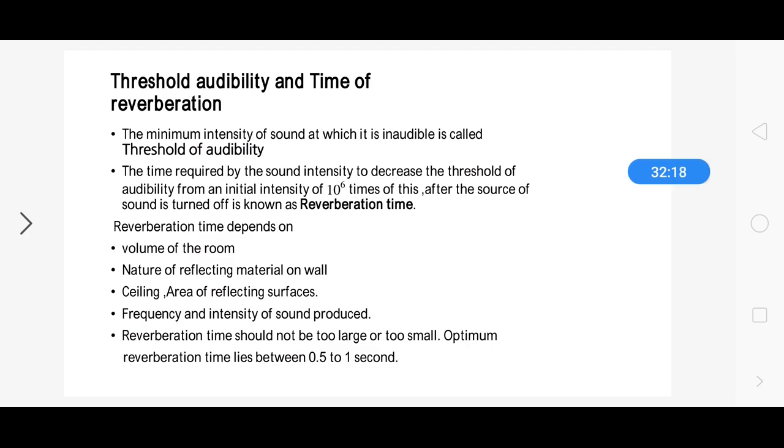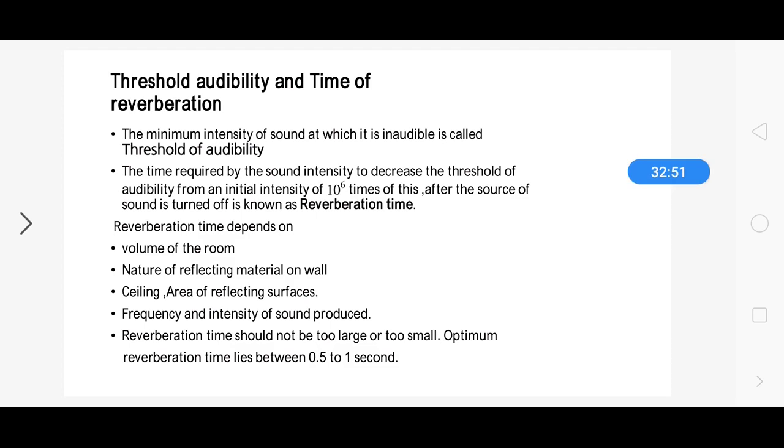The reverberation mainly depends on the volume of the room, area of the reflecting surface, nature of the reflecting surface, and the ceiling, the frequency and intensity of the sound. And this reverberation should not be too small or too large in the enclosure. It should be optimum. Optimum reverberation should be maintained in the enclosure.